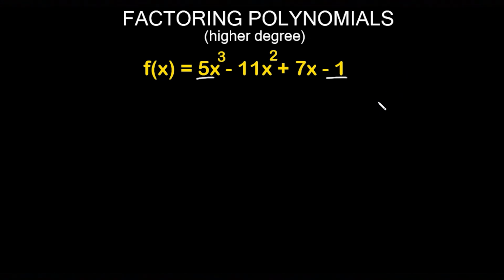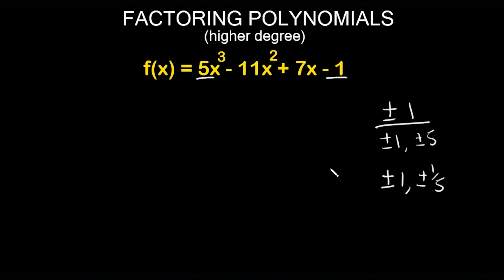So factors of my constant are going to be ±1 all over, and then factors of my leading coefficient, that's going to be ±1 and ±5. Okay? And then I just have to divide these out. So doing 1 divided by 1, I get ±1, and then 1 divided by 5, I get ±1/5. So these are possible rational zeros of this polynomial.